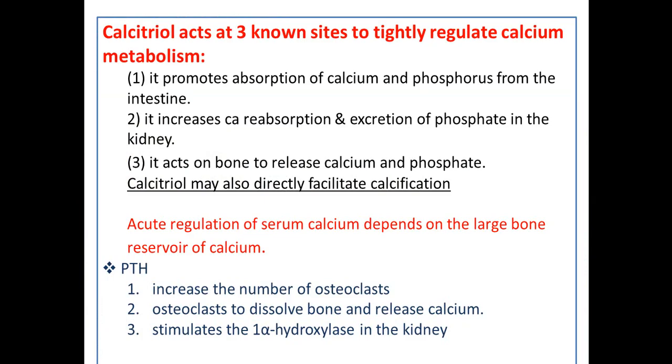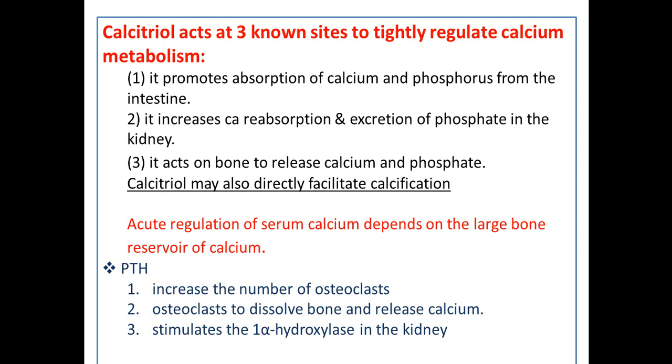Calcitriol acts at 3 sites to tightly regulate calcium metabolism. Number 1, it promotes absorption of calcium and phosphorus from the intestine. Number 2, it increases calcium reabsorption and excretion of phosphate in the kidney, and 3, it acts on bone to release calcium and phosphate.